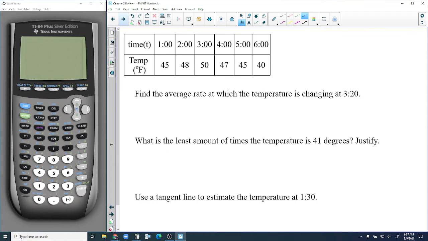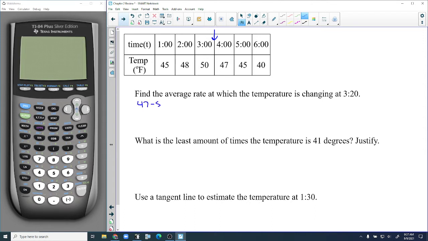All right, we have a chart. We have time and temperature. Find the average rate at which the temperature is changing at 3:20. Well, we don't have any information about 3:20. That's between 3 and 4 o'clock, let's say. And the best we can do to find instantaneous is just do average and call that the answer. It's the best we can do.